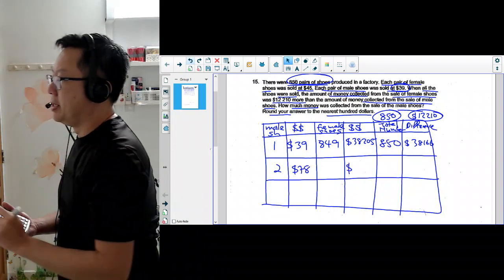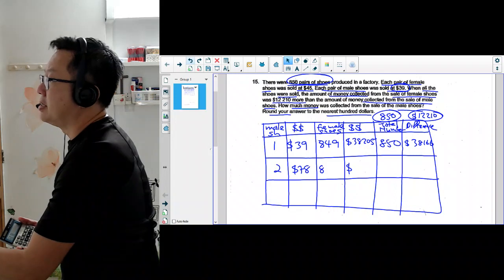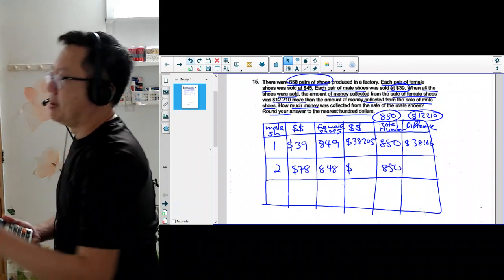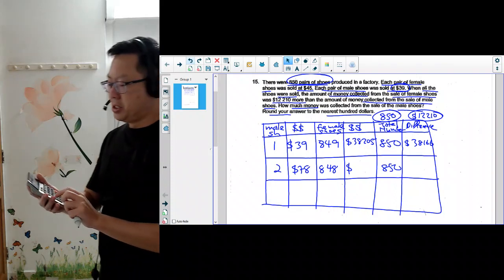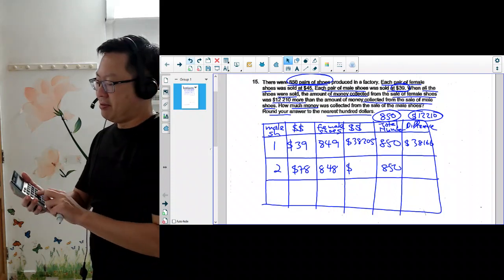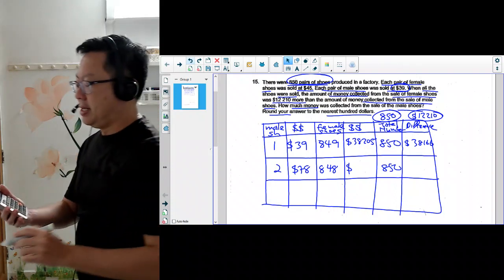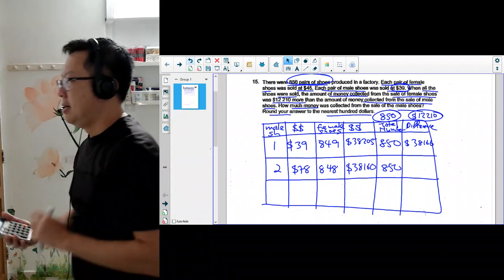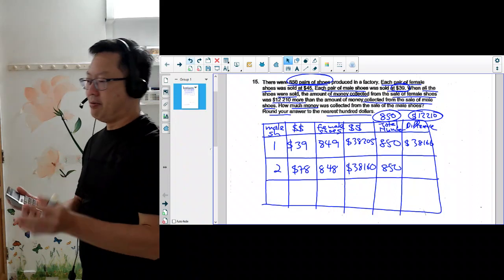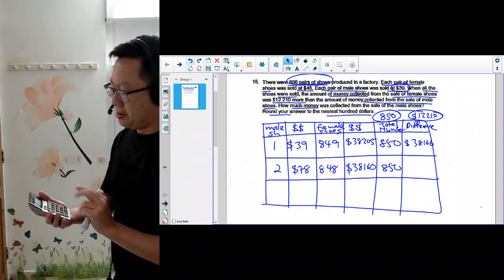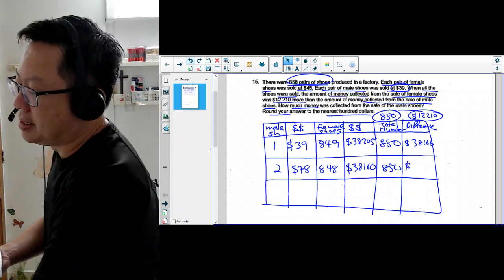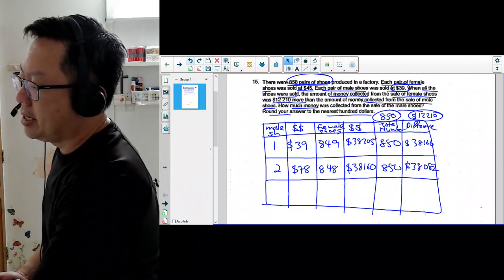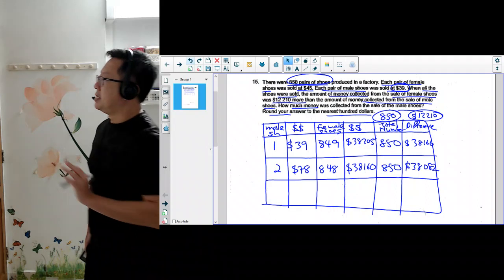And what's the difference? The difference will be you take 848 female shoes and multiply by 45, that will give you $38,160. And what's the difference between the female shoes and the male shoes? So you minus, you will get $38,082.